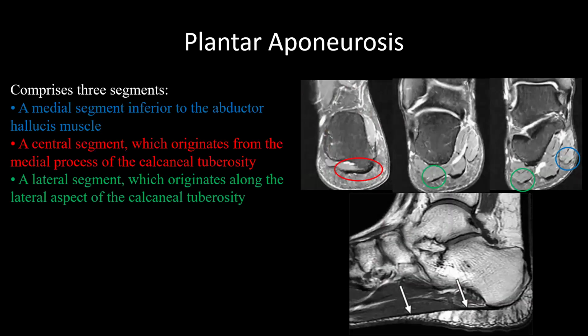Let's have a look at the plantar aponeurosis, which is a hypointense structure which originates from the calcaneal tuberosity. And it has three components, that is medial segment, central segment, and lateral segment. So here we can see the central segment, which is originating from the medial process of calcaneal tuberosity. We have lateral segment and we have medial segment here. This is the sagittal view, which is again showing plantar aponeurosis, a hypointense structure attaching over the calcaneal tuberosity. It is important for maintaining the longitudinal arches.